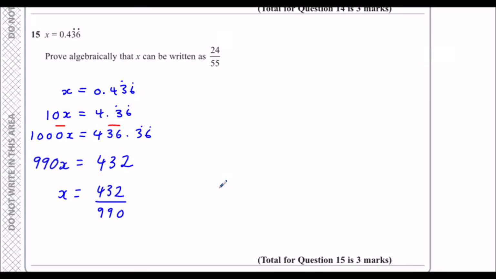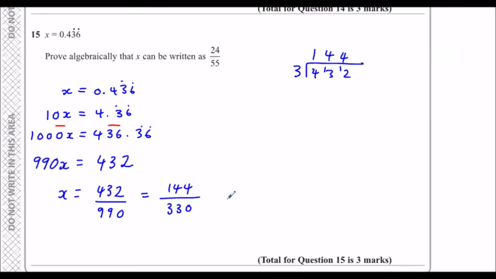So if we divide top and bottom by 9 or 3, so if I divide by 3, 3's into 4 go once with 1 remainder. 3's into 13 goes 4 times, 1 remainder. 3's into 12 is 4. So that's 144 over 330.